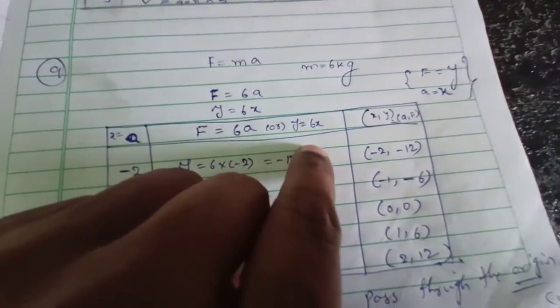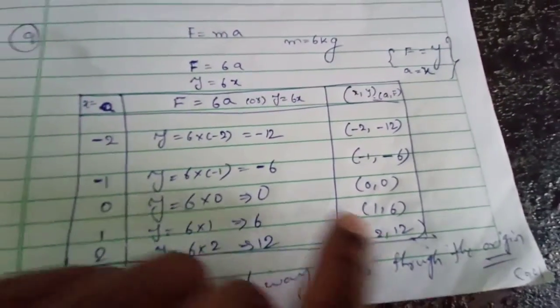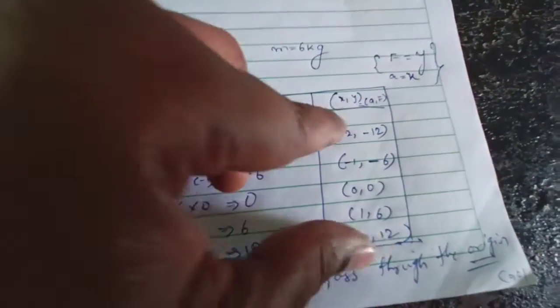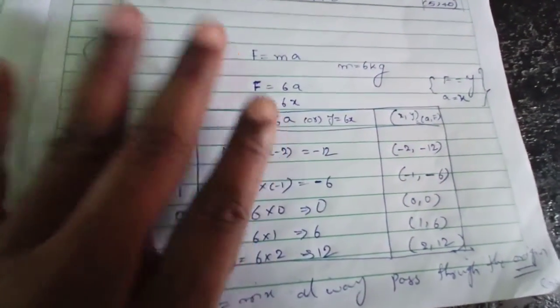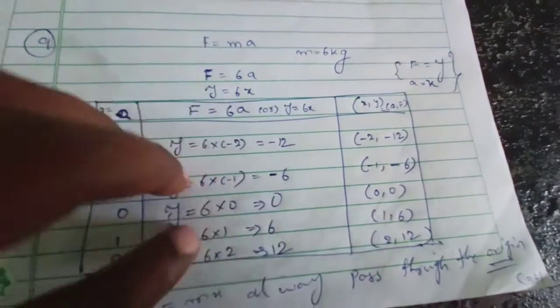It is in the form of y equal to mx, children. y equal to mx always passes through the origin. You substitute minus 2, minus 1, 0, 1, 2. You will get these points. You locate these points on the graph paper. It will always pass through the origin. Try to locate all these points on the graph paper.